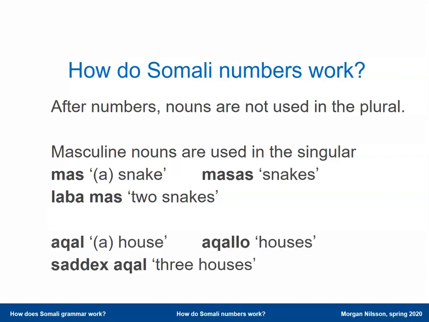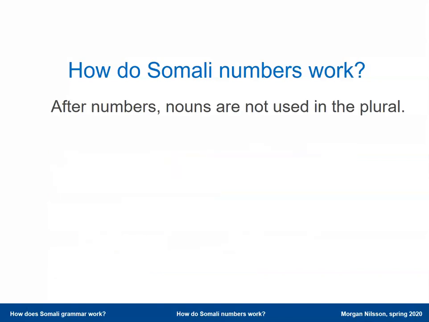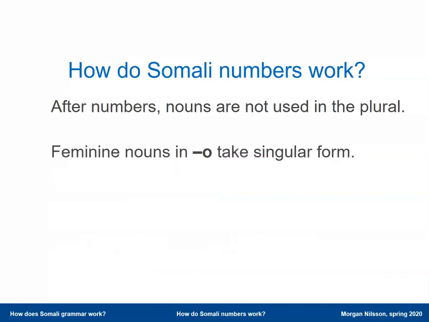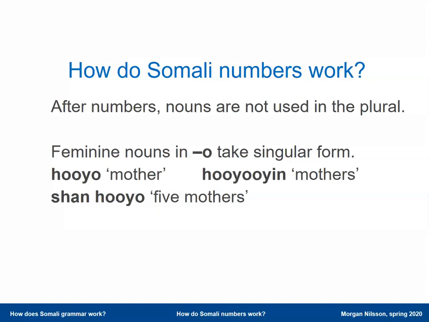Another example, akal, has the plural form akalla, but after numerals the singular form is used, so we have sadeh akal. And if we look at feminine nouns, they use the singular form also after numbers. So we have Hoyo, mother, with a plural form, Hoyoin. But five mothers will be Shan Hoyo, with a singular form after the number.